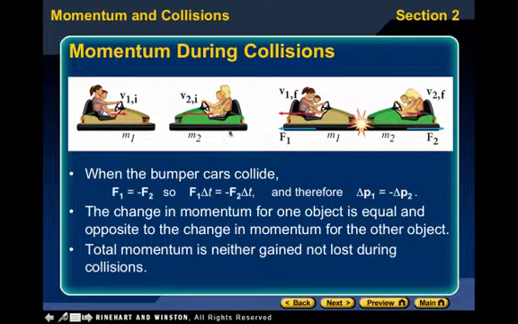So the momentum of this system, of the first bumper car and the second bumper car added together, is equal to the first and second bumper car momentum after the collision. So you're looking at the total momentum of both cars, the whole system. The momentum P1 would be the momentum before the collision, and P2 is the momentum afterwards.